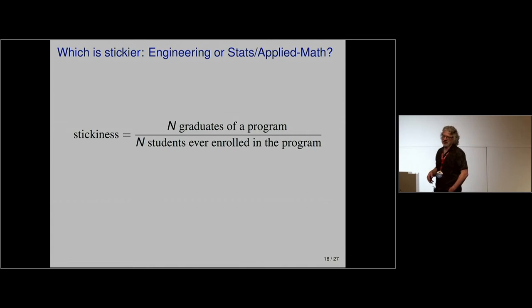I lumped those two together. So I'm eliminating the pure mathematics students, just looking at stats and applied math. Different programs might call them different things. So I thought we might look at that and see that.